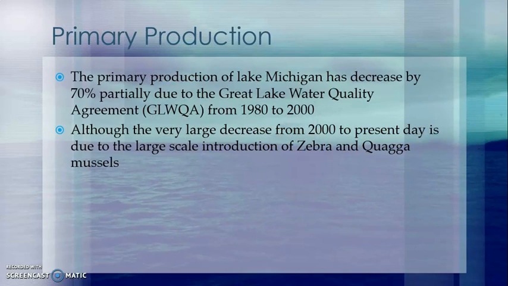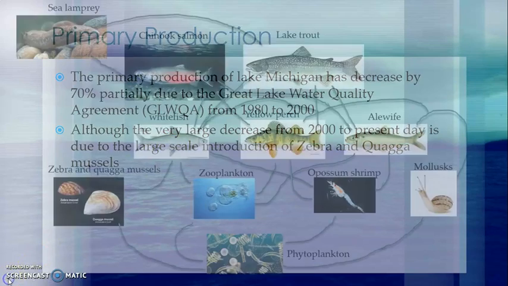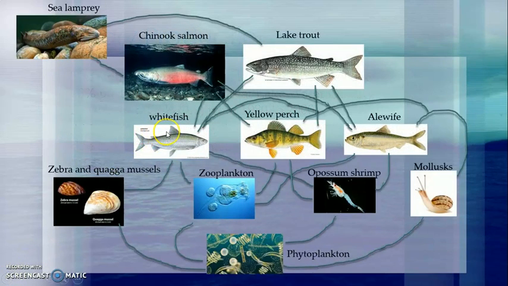The primary production of Lake Michigan has decreased by 70%, partially due to the Great Lakes Water Quality Agreement from 1980 to 2000. Although the very large decrease from 2000 to present day is due to the large-scale introduction of zebra and quag mussels. So I'm just going to go back and show you the picture of it. So that's why it's good that the whitefish are starting to develop a diet for these, because they're an invasive species and they're bad for the environment there.